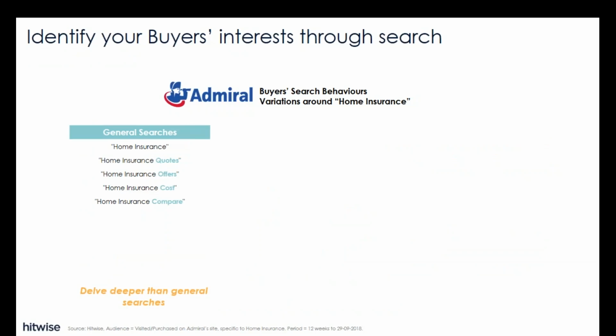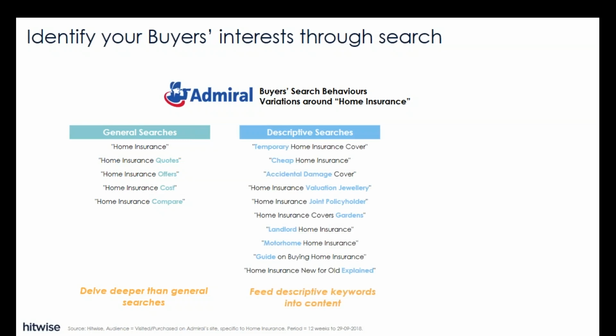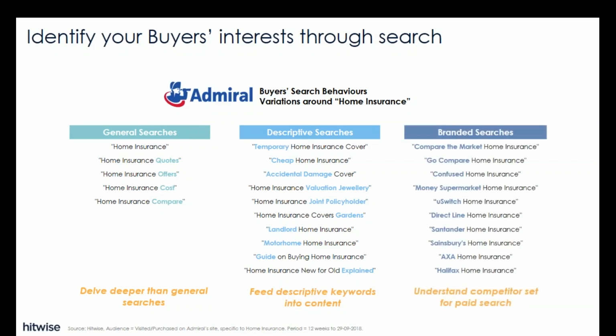Like other people in the market for home insurance, my buyers are looking for general terms, for instance, like quotes, offers, cost, and compare. But we can get some more interesting insights when we look at that long tail of searches. So let's take a look. Specifically, when it comes to descriptive terms, my buyers are interested in guides and also looking for explanations on, for instance, home insurance that's old for new. And finally, I'd also want to know what other competitors are in their consideration set. I can see that my buyers are looking at price comparison sites like Compare the Market, Home Insurance, searching for those specifically.